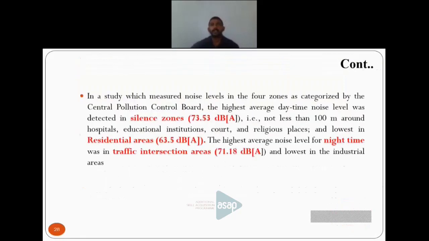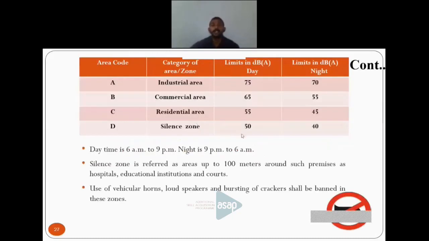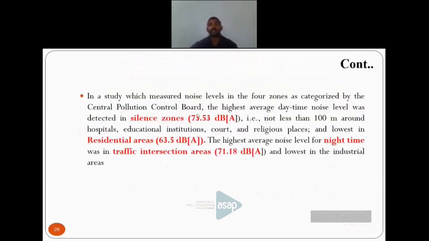And the same four categories, they made a study in Delhi, given by the Central Pollution Board, and it is found that the silent zones are producing 73.53 decibels. Here, in the silent zone, the limiting value should be 50, but it is producing 73 decibels. So that is much higher noise.